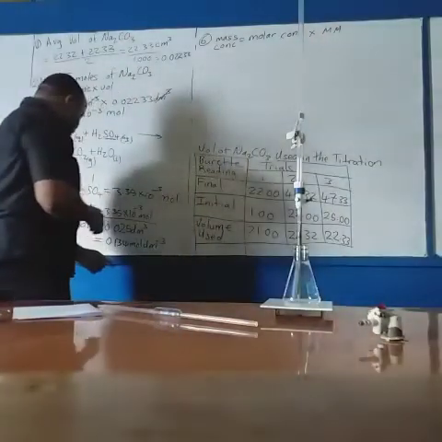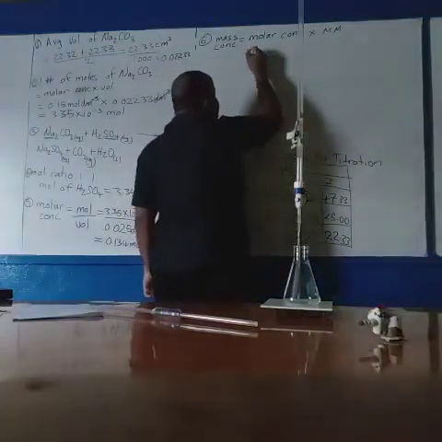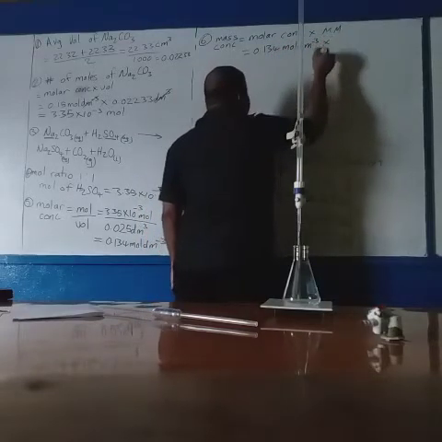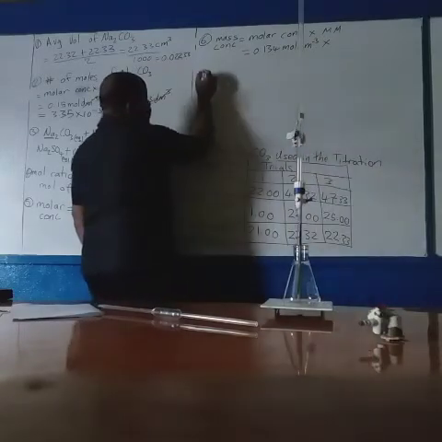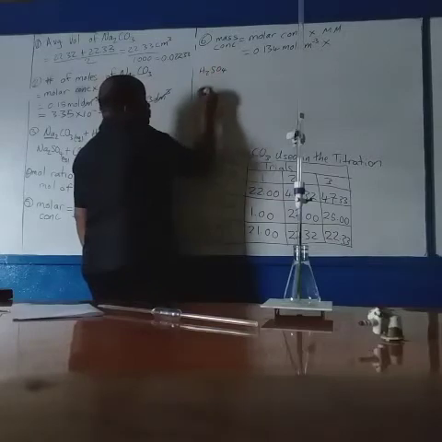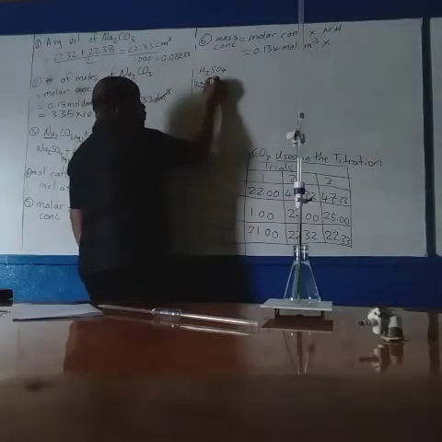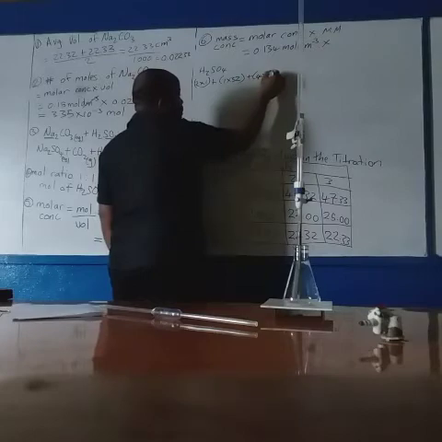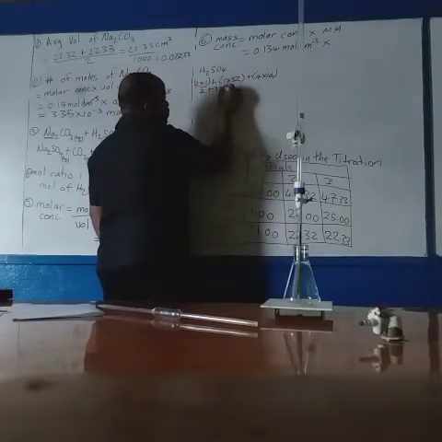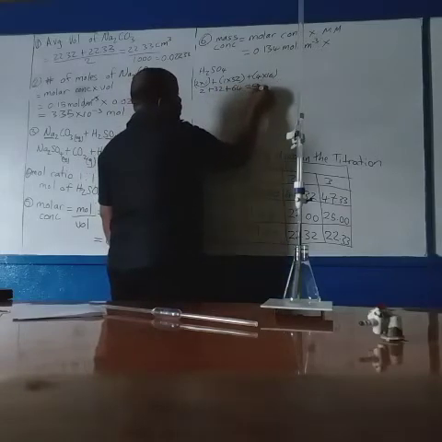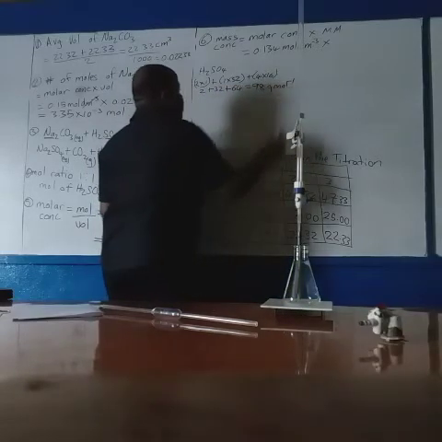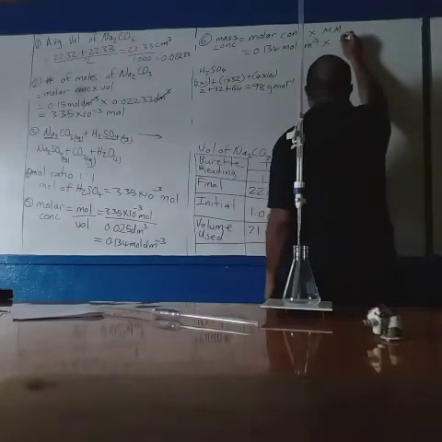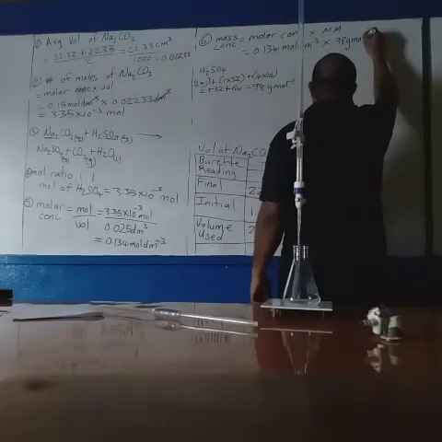So the molar concentration is 0.134 moles per dm cube, and it's sulfuric acid, H2SO4, two atoms of hydrogen, one plus one atom of sulfur, that's 32. Four atoms of oxygen, that's 4 times 16. So that's 2 plus 32 plus 64, that's 98. I'm not that quick, I just know it's 98. So, sulfuric acid is 98 grams per mole.